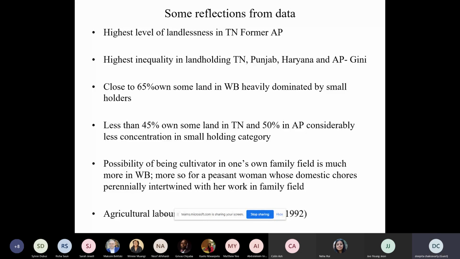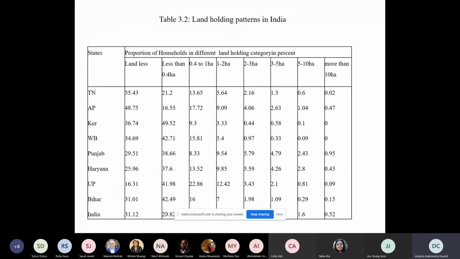The third point I want to mention from here is this, that about 65% of people in West Bengal own some land, okay? And it is heavily dominated by smallholders. Look at West Bengal. If about 35% of people are landless, naturally 65% of people will be having some land, isn't it? And you can see that a very large number of people are actually concentrated in the lowest category of landholding. Similar is true for Kerala.